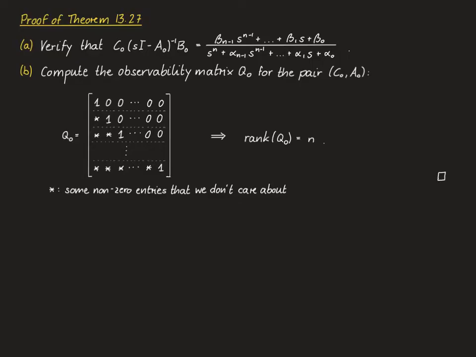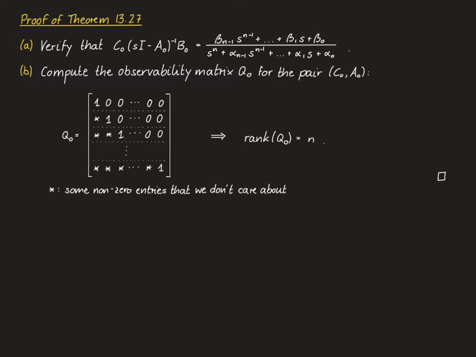And the proof of Theorem 13.27 is very much similar to that of Theorem 13.25. For part A, we just verify that C times (sI minus A) inverse times B is equal to the transfer function that's given in equation 42.